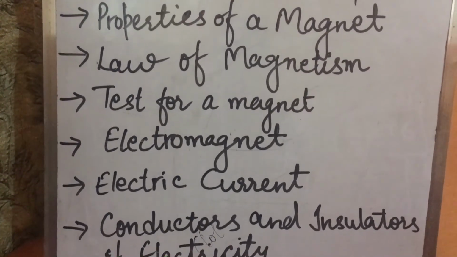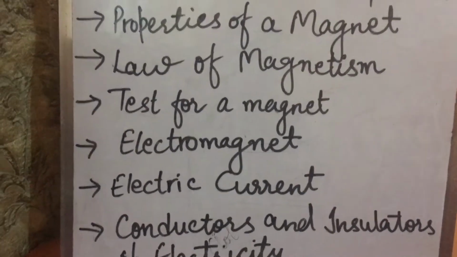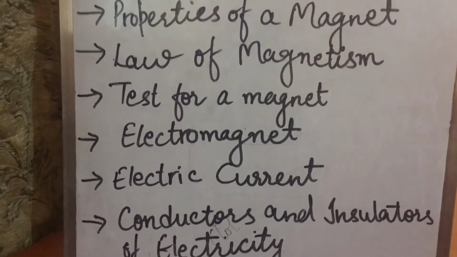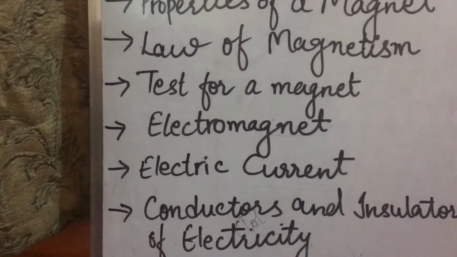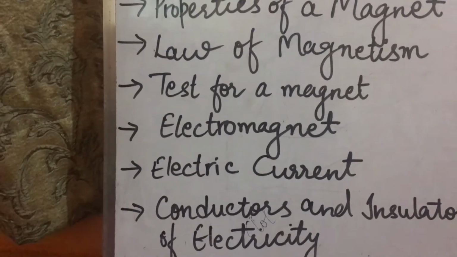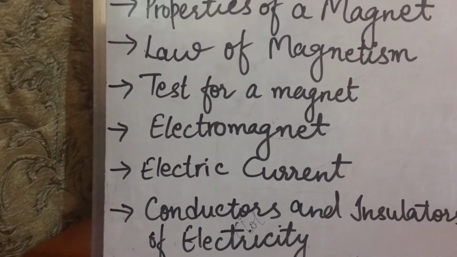That means a magnetic substance becomes a magnet when electric current is passed over it, and that's why it is known as an electromagnet. Now we can increase or decrease the strength of an electromagnet. How can we do that?